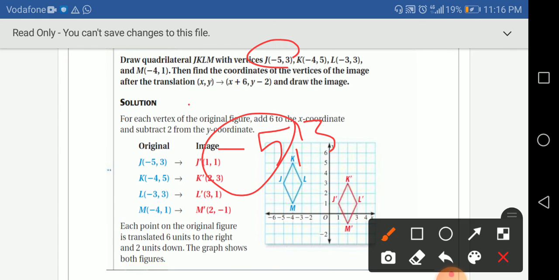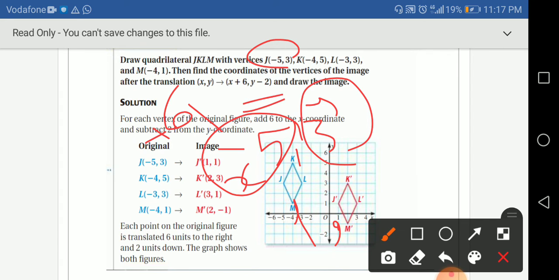So I'm going to take this x and then do what? Plus 6, because this is x. Negative 5 plus 6 gives me 1. What about 3? This is the y-axis. What happens to 3? The rule is y minus 2. So 3 minus 2 gives me 1.